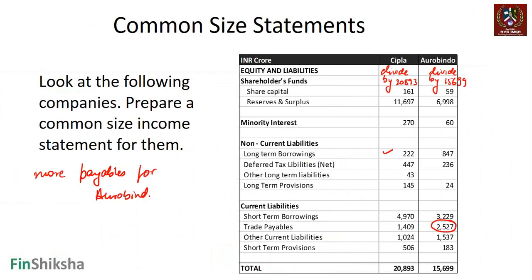So more payables for Aurobindo. We'll look at more details about how that is useful or not useful in due course of time. And we also have more debt for Aurobindo, correct? So that's the broad analysis that comes out of here in terms of the liabilities side of the balance sheet.